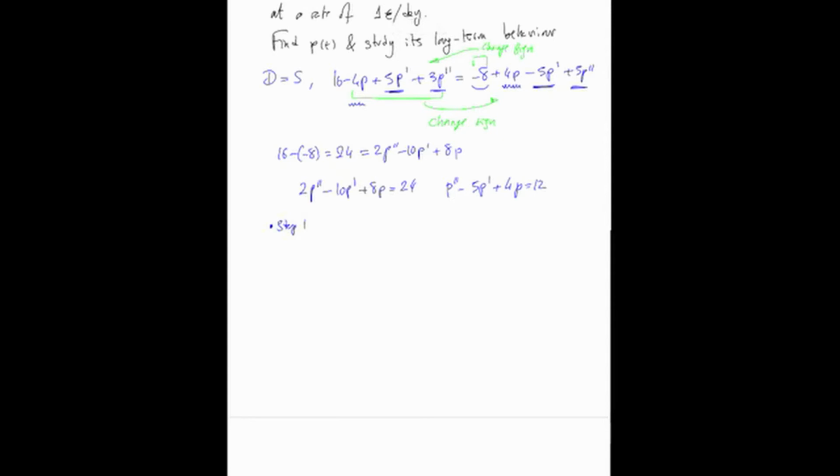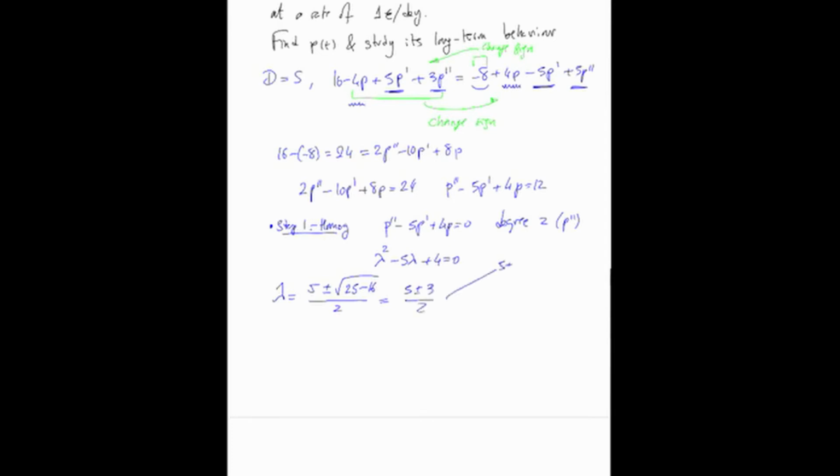Step 1 is the homogeneous equation. So the homogeneous equation is p double prime minus 5p prime plus 4p equals 0. It is degree 2 because it has a double derivative. So we build the characteristic equation: lambda squared minus 5 lambda plus 4 equals 0. And here lambda equals minus b plus minus the square root of b squared minus 4 times 4, which is 16, divided by 2. Now 25 minus 16 is 9 and the root of 9 is 3. So this is 5 plus minus 3 divided by 2.